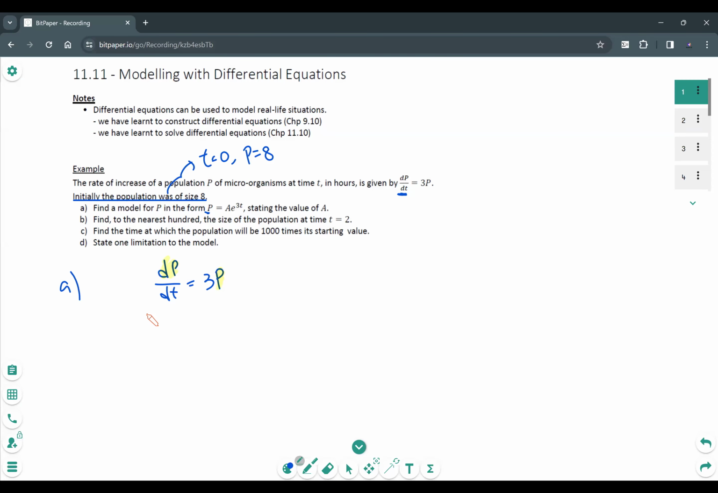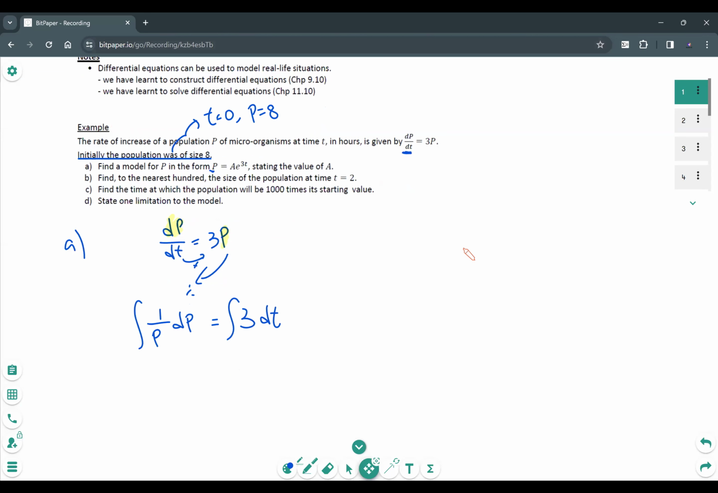So P has to divide on the left-hand side, and dt will have to multiply on the right-hand side. So we know that has to divide, and this has to times. The next step becomes 1 over P dP equals 3 dt. It looks a bit bare at the moment, so we're going to put an integral sign, put a hat on there, okay? So then you can see we've got two integrals on the left and right.